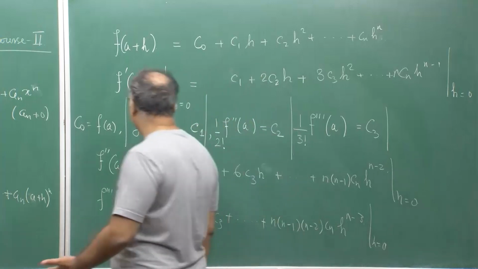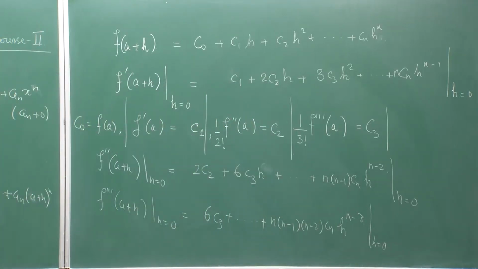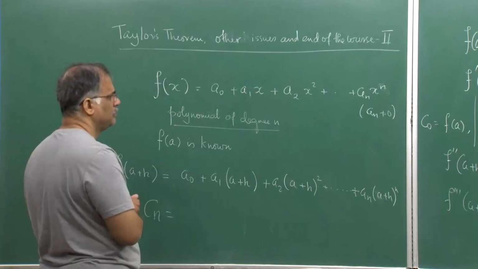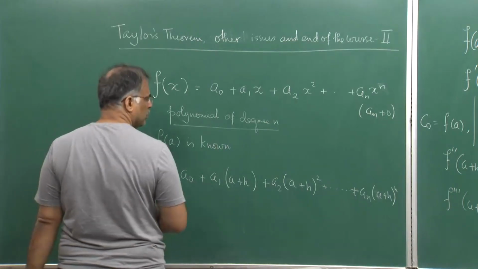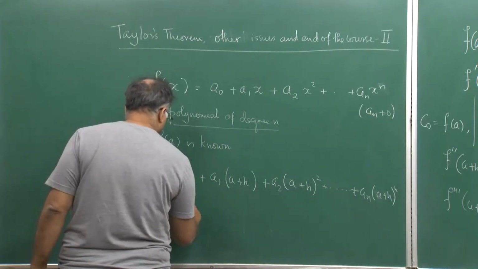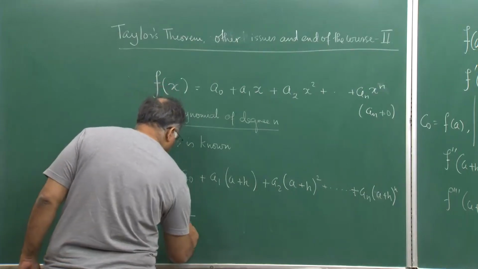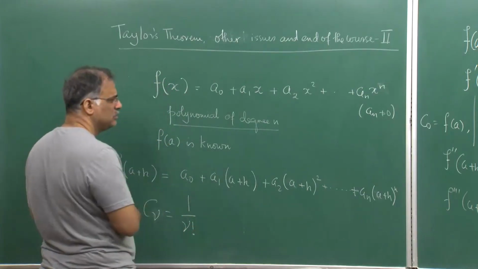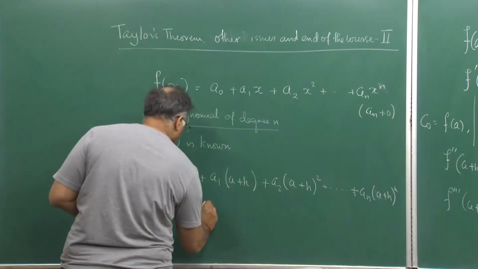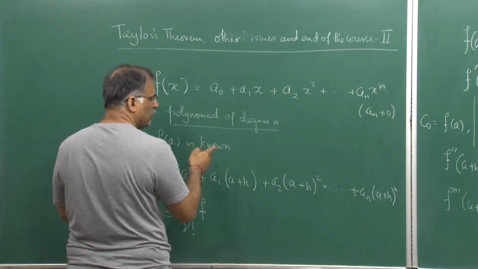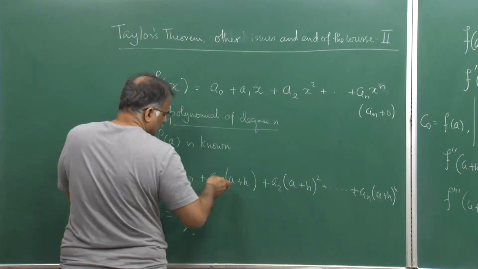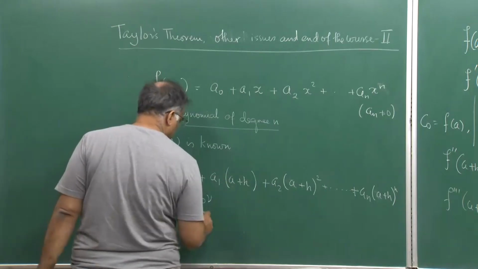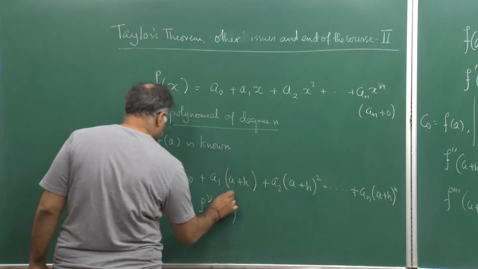So, what is the general form of this C0, C1? In the general case, on any C nu, say, C nu is 1 by nu factorial f nu, I am not writing dash dash dash, f nu means the number of times it is differentiable at a.